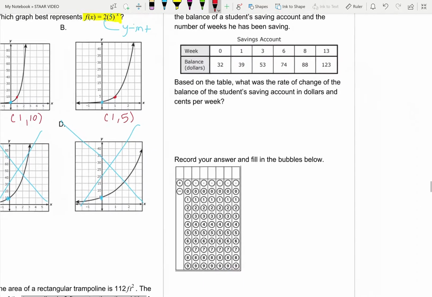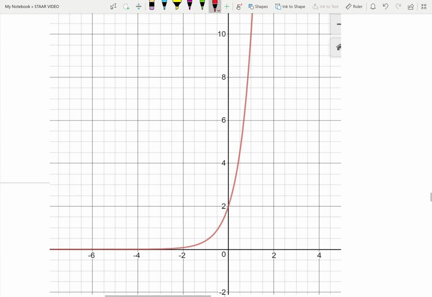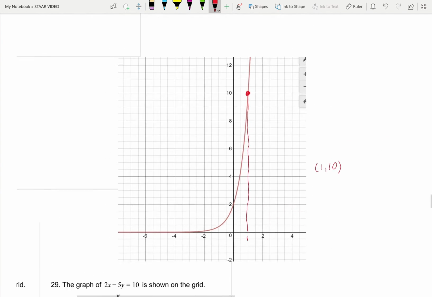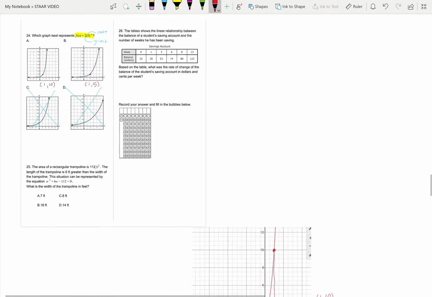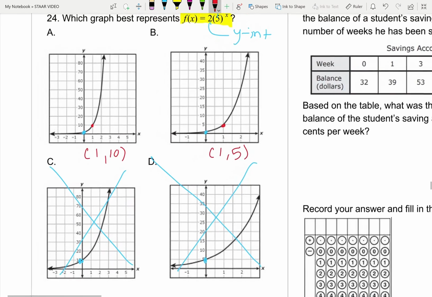So I'm going to go to my graph that I graphed on Desmos.com. And on my graph for line 1, if I look up at 1 and I follow it all the way up, it looks like it connects at the number 10 right here. So their point is 1, 10, not 1, 5. So if we go back to our answer choices, we know that the correct answer was A, because that is the one that shared the common point.